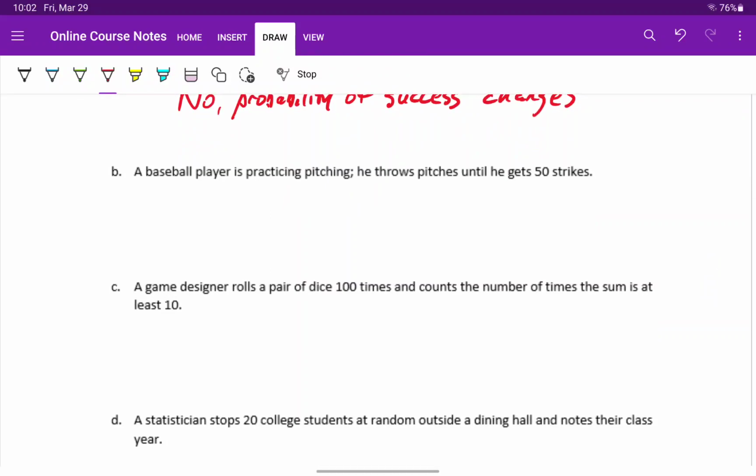In part B, a baseball player is practicing pitching. He throws pitches until he gets 50 strikes. So no, this would not be a binomial experiment because the number of trials is not fixed. If he was just going to throw 50 pitches, that would be a fixed number of trials. But if he's going to throw until he gets 50 strikes, that could be 50 pitches, that could be 1,000 pitches. There's no way of knowing.